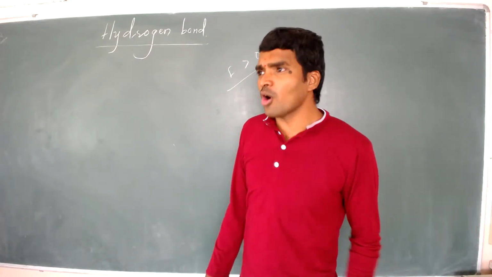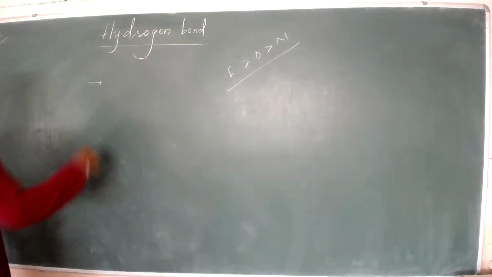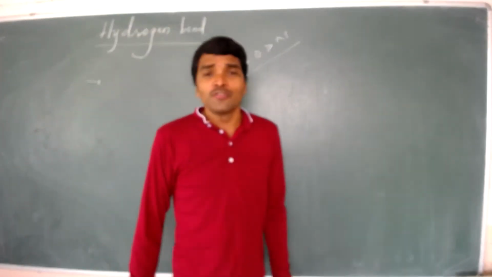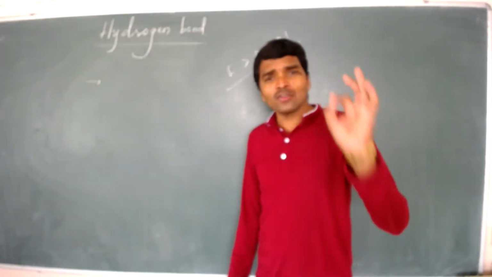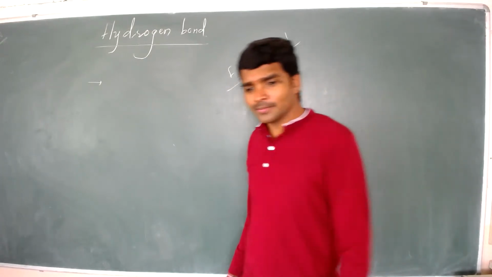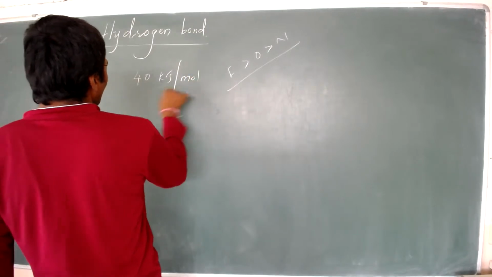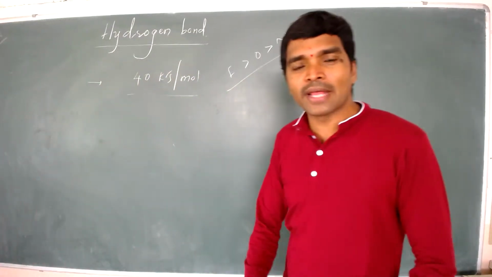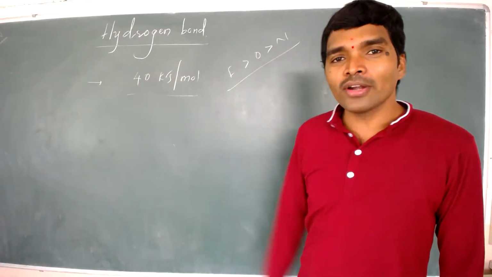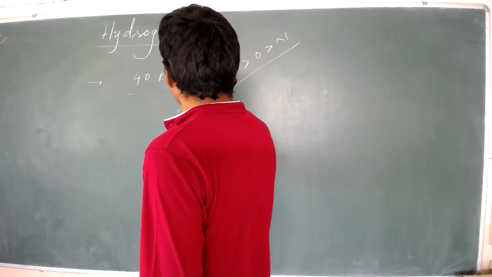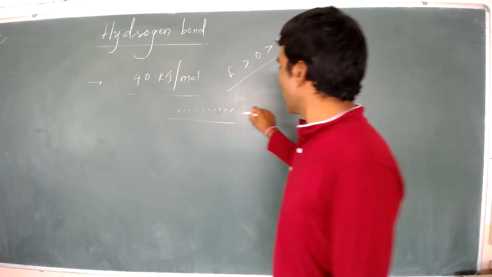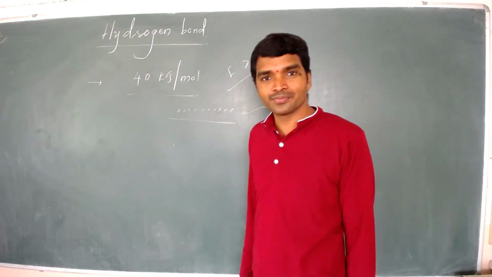To break the hydrogen bond, we require 40 kilojoule per mole of energy. And a hydrogen bond is indicated with a dotted line. So this type of dotted line indicates a hydrogen bond.